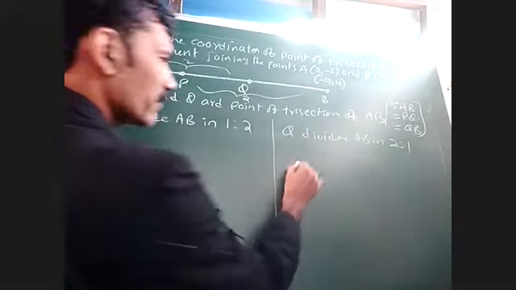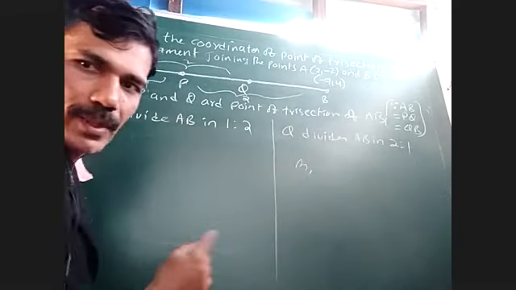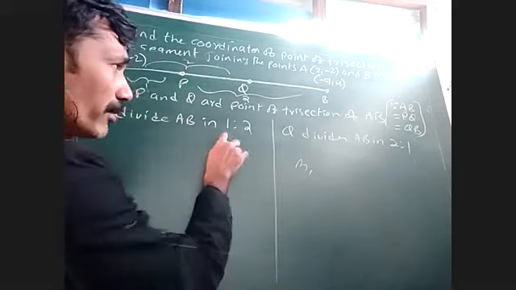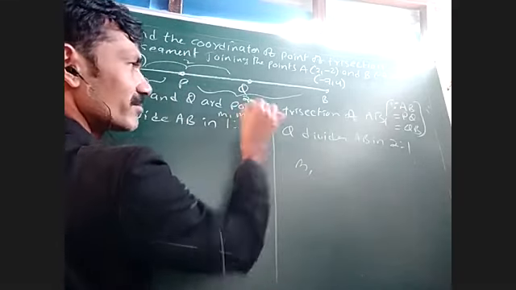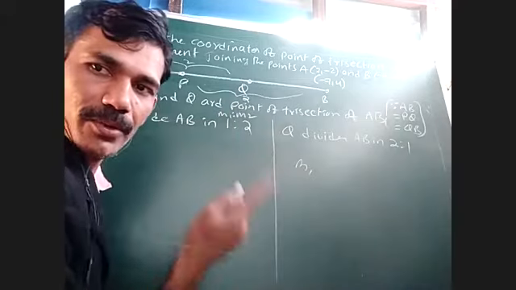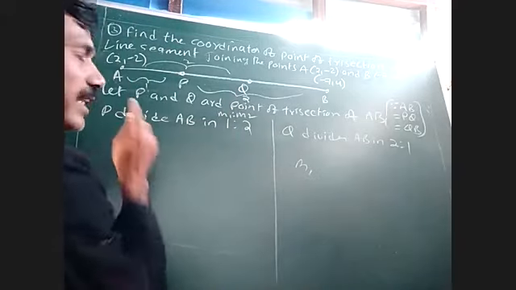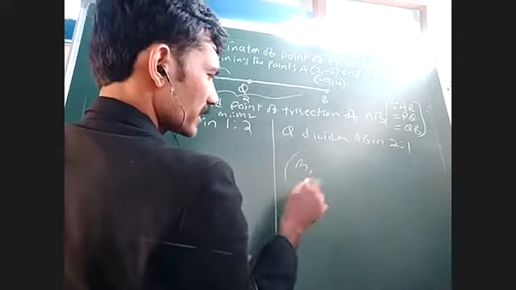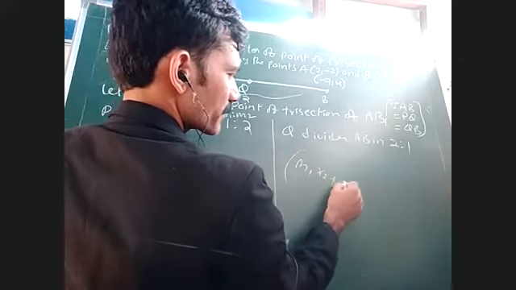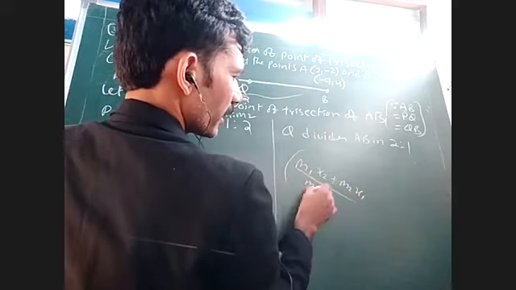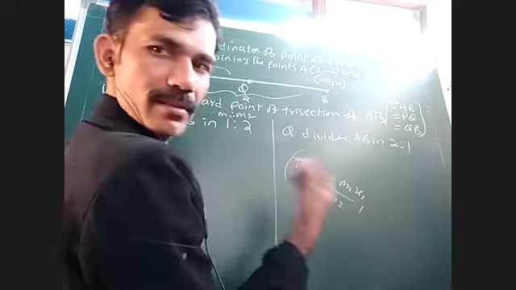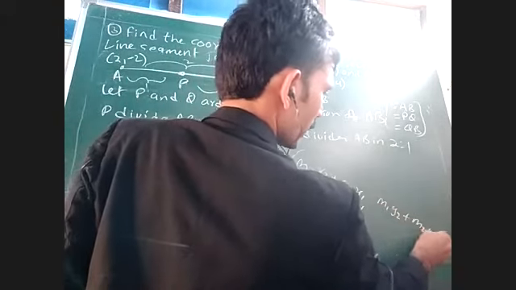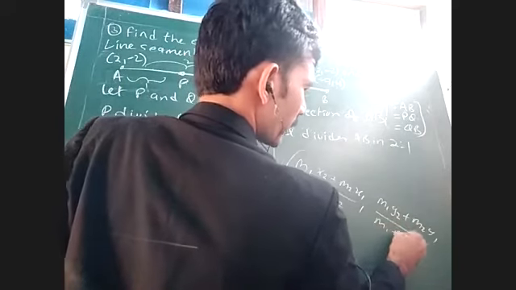Okay. We know the section formula. Two points (x1, y1) and (x2, y2) are given, and m1 and m2 are known. Then we have to find the points P and Q. How will you find P? Section formula only. The x coordinate is (m1 x2 plus m2 x1) by (m1 plus m2). The y coordinate is (m1 y2 plus m2 y1) by (m1 plus m2). This is the formula.